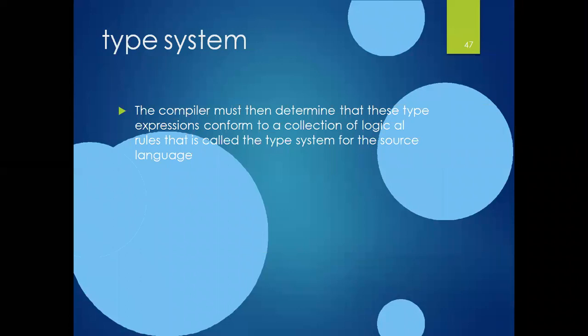Now, what is a type system? What is a type system? A type system is nothing but a combination of type expressions and type constructs. Make a note: a combination of type expressions and type constructs. That means the compiler must determine the type expression, which it should conform to, to collect the logical rules. We call it a type system.